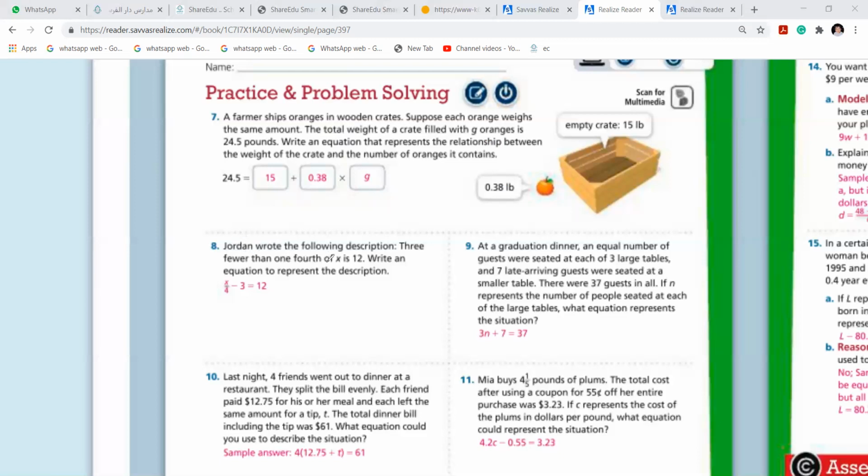Next question. Georgian wrote the following description. 3 fewer than. Didn't I tell you fewer than means it will always come after the word? 1/4 of x. 1/4 x minus 3 is equal to 12. Girls, this is the simplest one. If you don't get this, that means you did not understand anything. Again, 3 fewer than, okay? I told you whenever it is fewer than, you'll write 3 later. 1/4 of x means multiply by x, equals 12. That means nothing but x over 4 minus 3 equals 12.